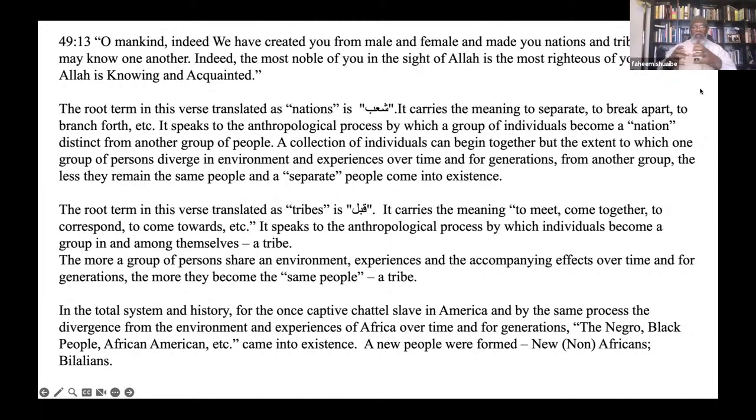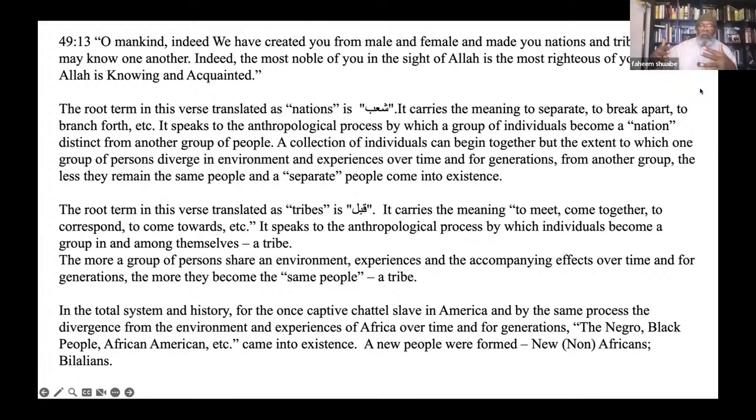So through that separation, another people come into existence. They used to be together, they got separated, and the difference in environment, difference in experience created new people, new nations, groups out of a larger group become a smaller group, which becomes a separate nation. The root term in the translation that is translated as tribe, Qabala, right? Qabala, the root for it.